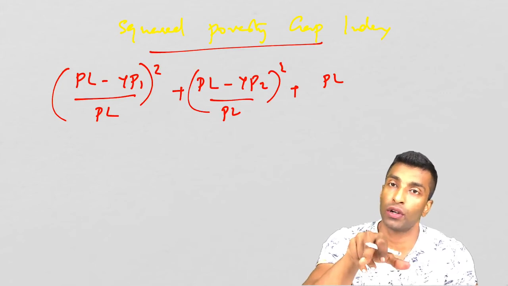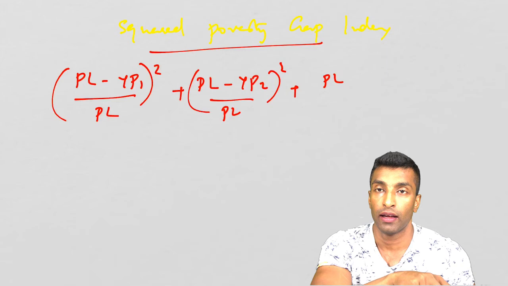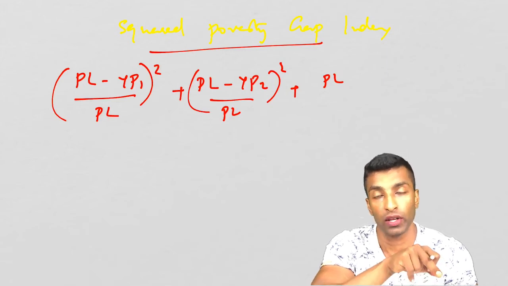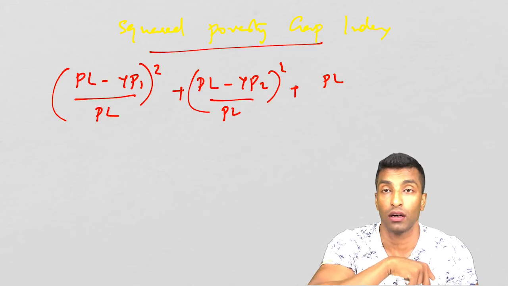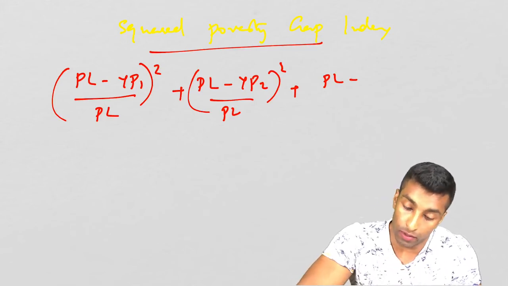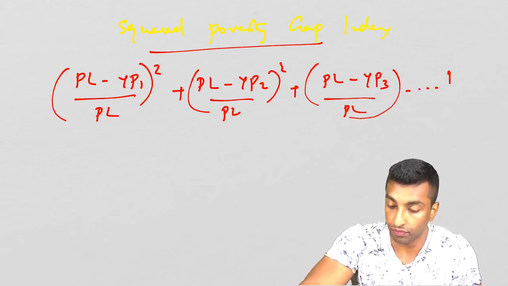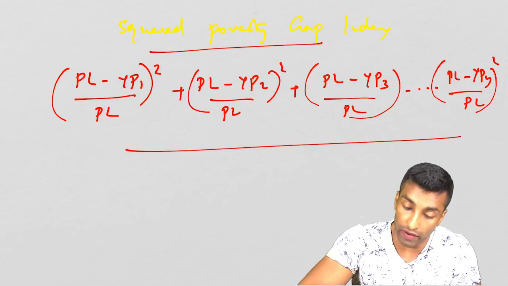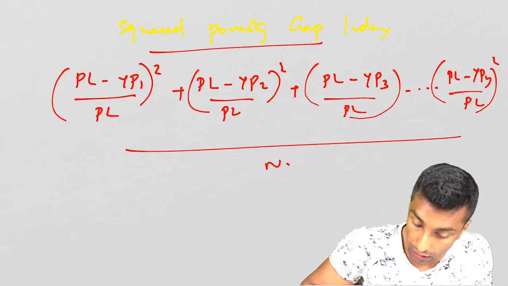I hope you understood how the poverty gap index is required even if there is a headcount ratio. The headcount ratio is not enough to explain everything, so we need the poverty gap index. The poverty gap index might also have some problem, so we need this squared poverty gap index. I'll show you with an illustration. So PL minus YP3 divided by PL, and so on, up to PL minus YPn divided by PL, and divided by n, since n is the total number of people. Why are we going with this?